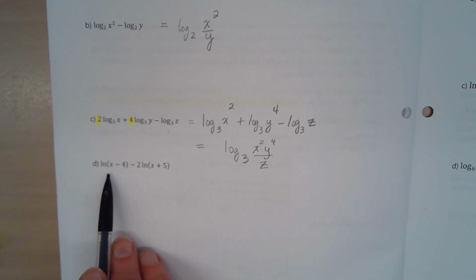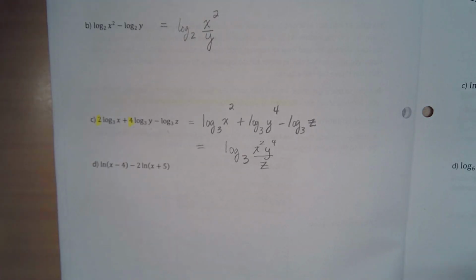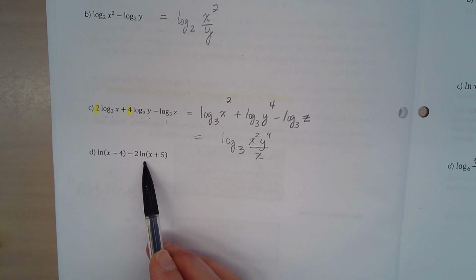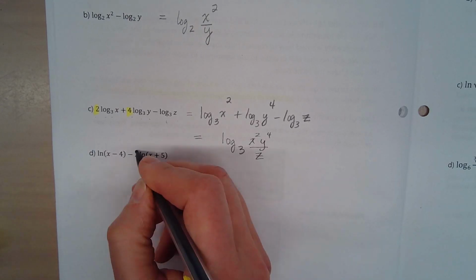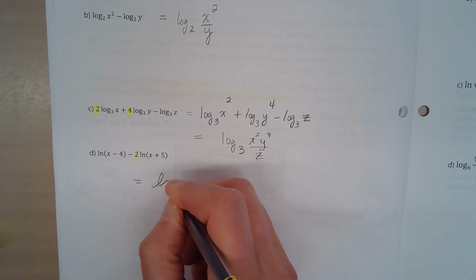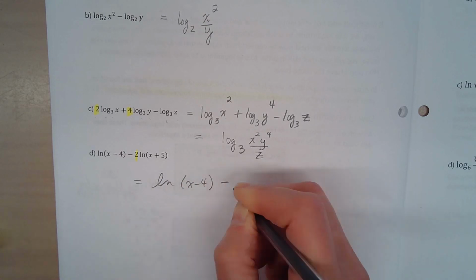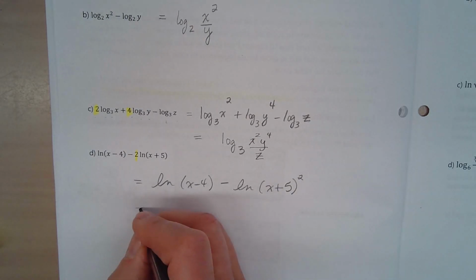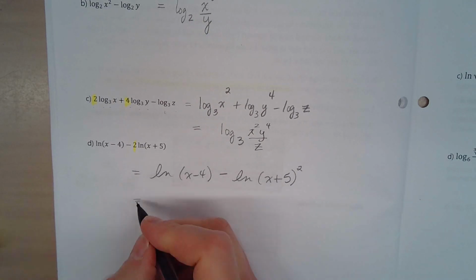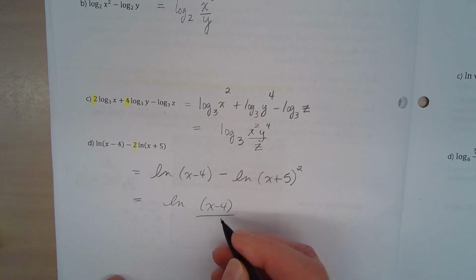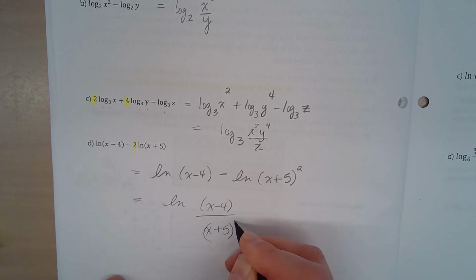What about these? Do these logs have the same base? What base is it? E, that ln. So can I combine these two? What do I have to do first? Move the 2 over. I've got this coefficient 2. So this will become ln of x minus 4 minus ln of x plus 5 squared. Now combine to one ln, which is log base e, of x minus 4 all over x plus 5 squared.